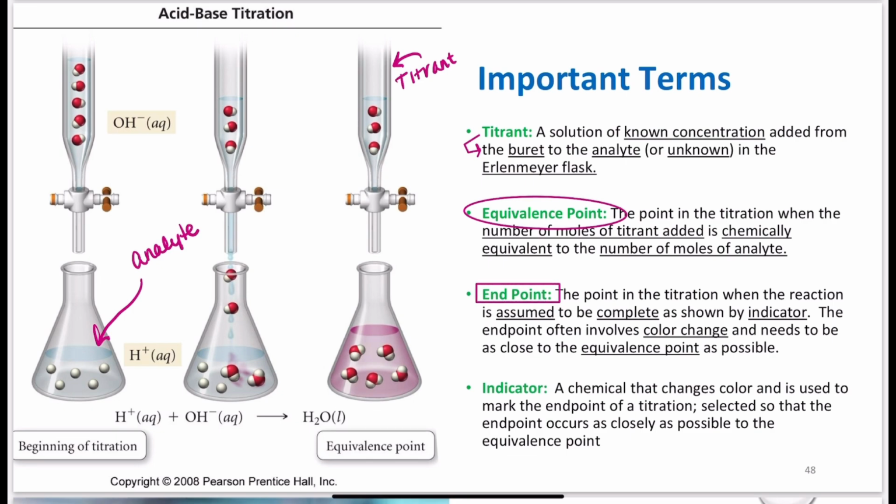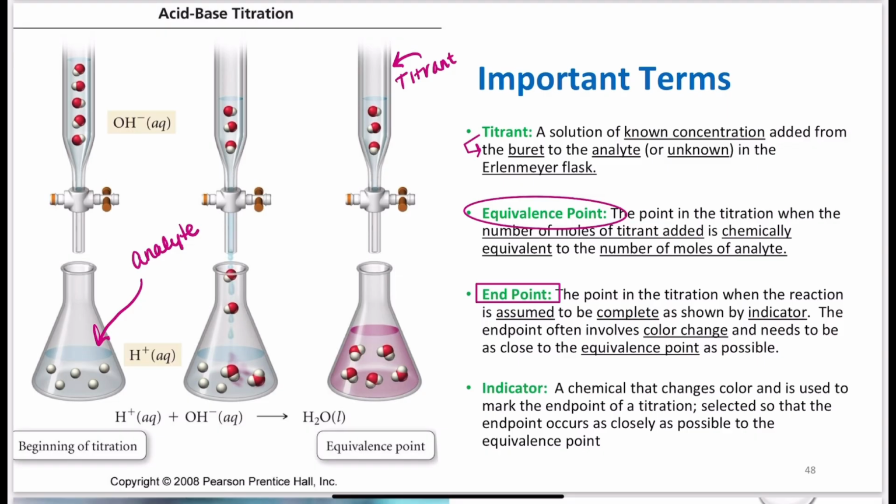So equivalence point is more important than endpoint, but most often students are actually measuring the endpoint. Your equivalence point is the point in titration when the number of moles of titrant added is chemically equivalent to the number of moles of analyte. What I mean here is a stoichiometric equivalence, the point in the titration where enough titrant has been added to react exactly with the substance being analyzed. So the moles of titrant equal the moles of analyte.